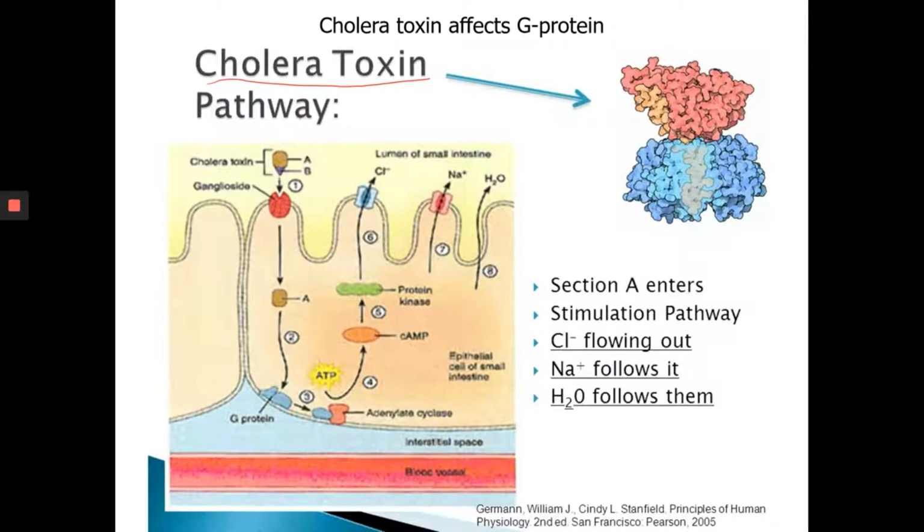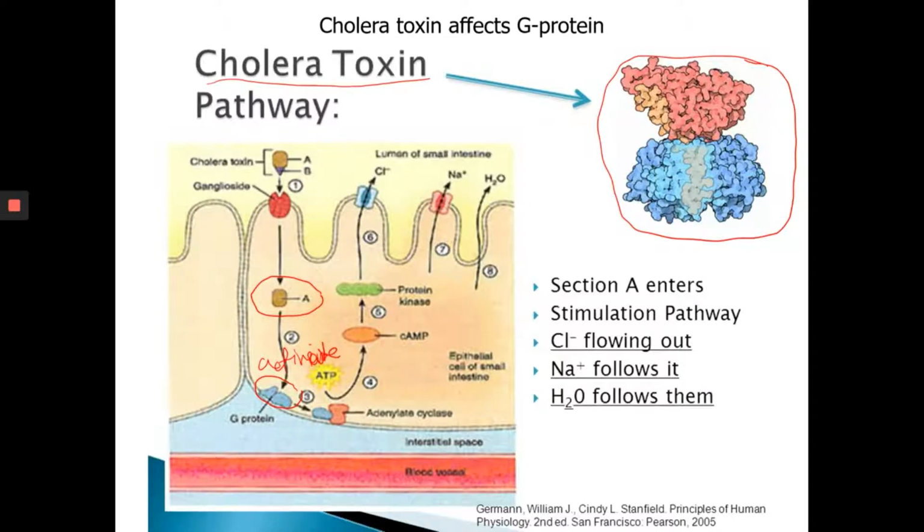The toxin has two parts. Here is shown the structure of the toxin. The toxin is a protein. One of the sections of the protein, section A, can go through these receptors and then enter the cell. So that's the A. And then it's going to activate the G protein right here.